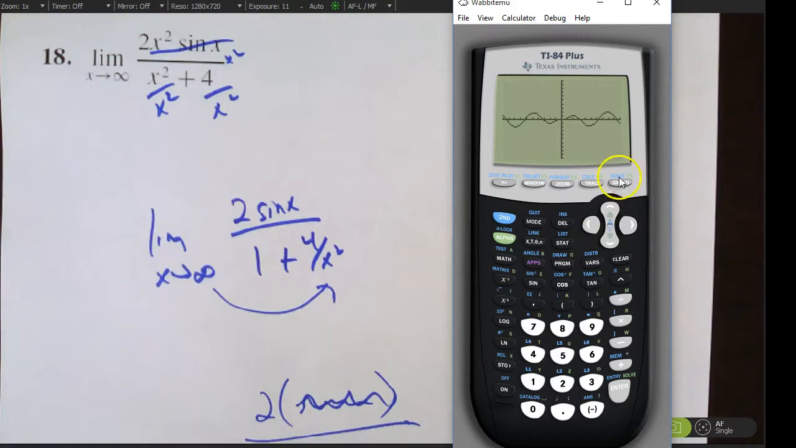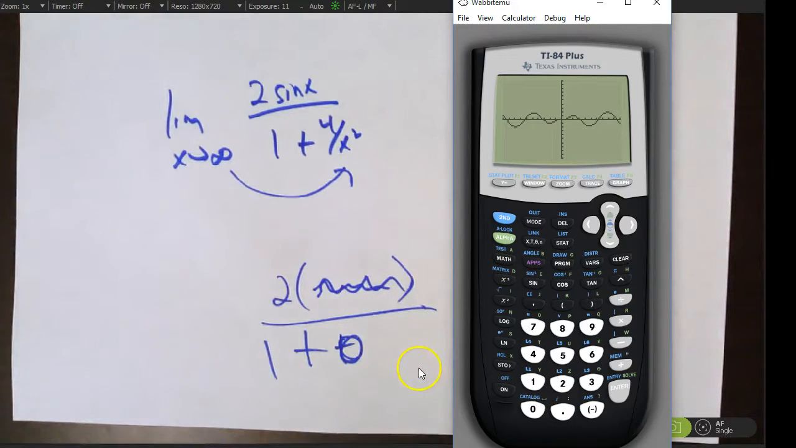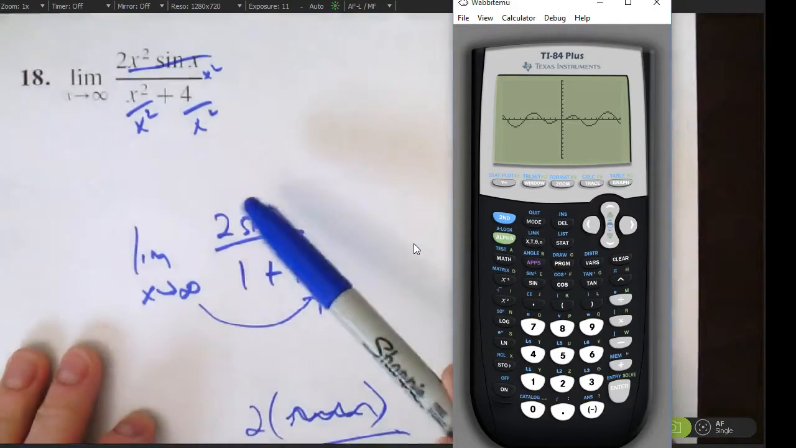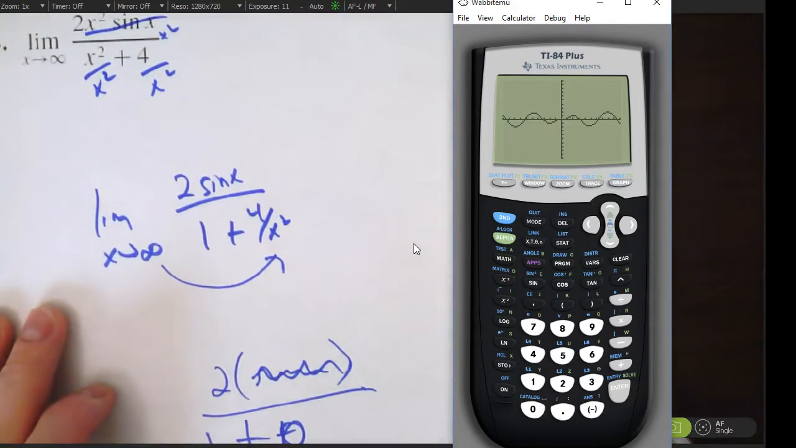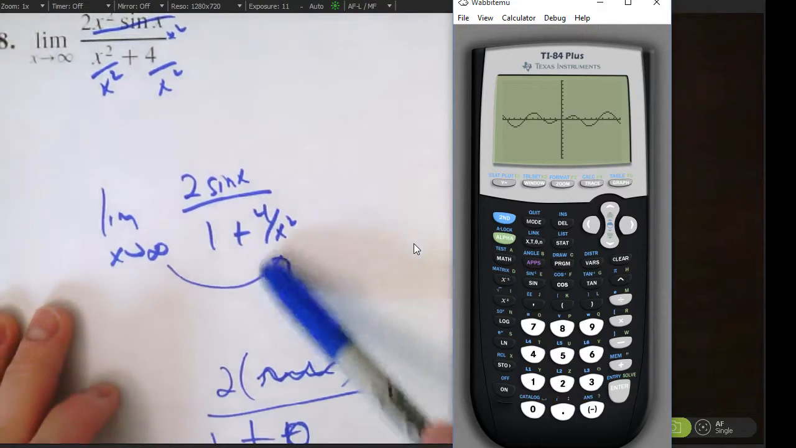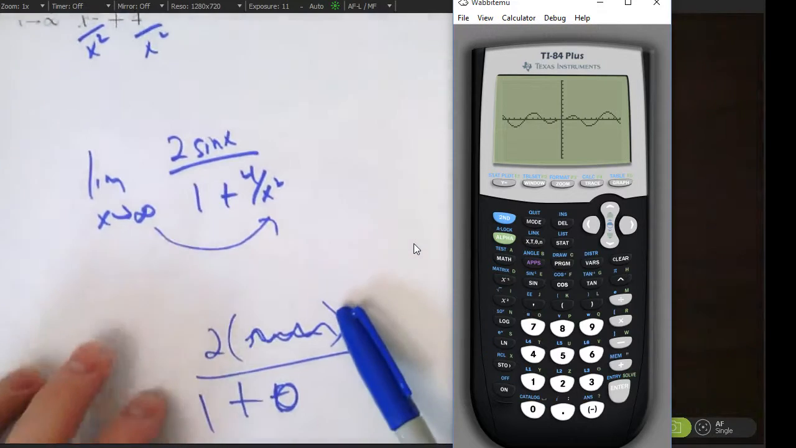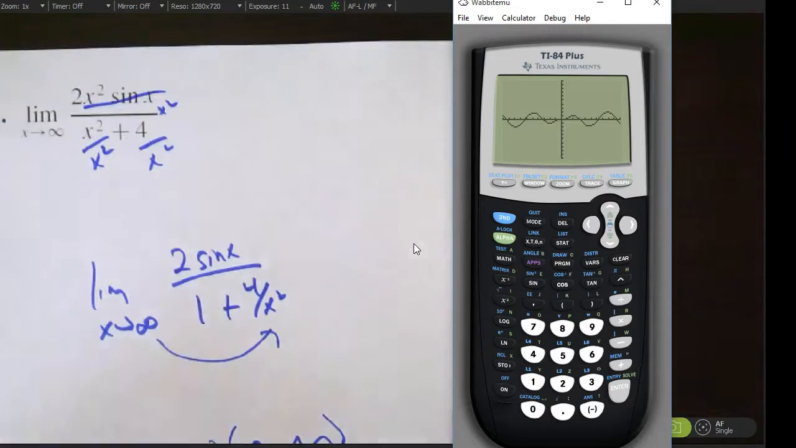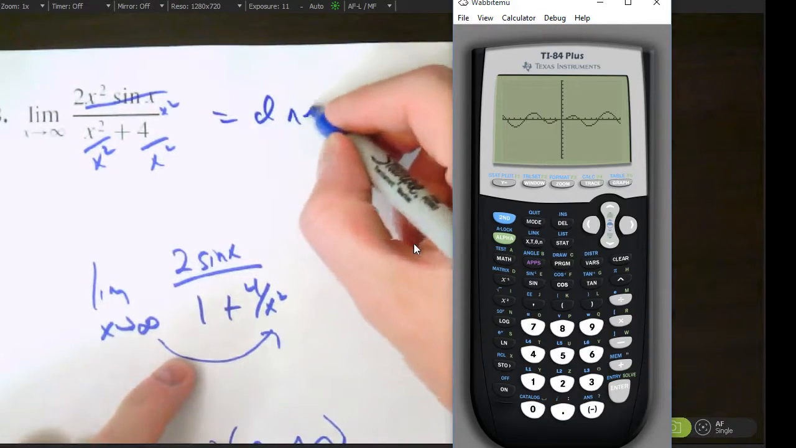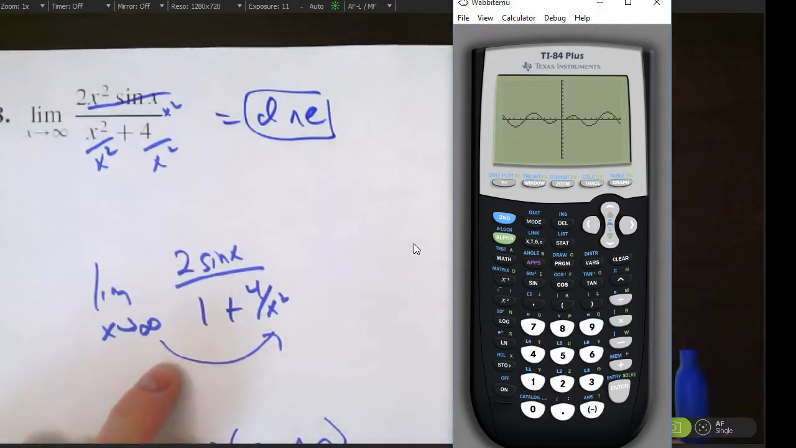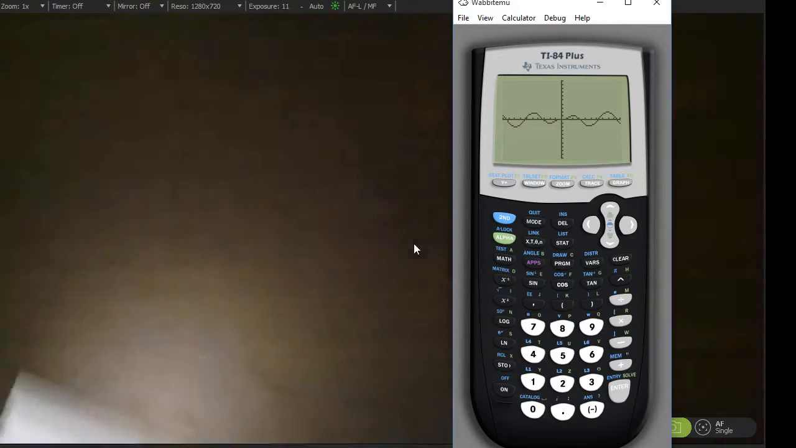So what's going to happen is this. It cancels. We get 2 times oscillating over 1 plus 0. Because the oscillating does not get canceled off, our limit actually does not exist in this problem. So that's one of the things you have to be aware of with sine: since sine has a wave to it, it oscillates up and down. Even though it's doing it slowly, it never really gets to cancel off. So this goes to does not exist. How disappointing.